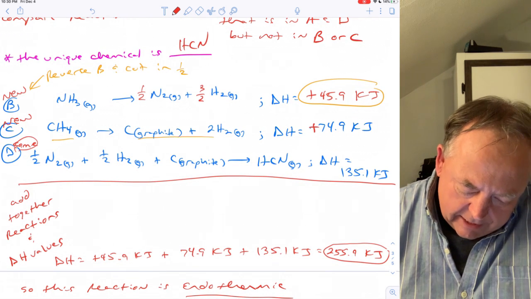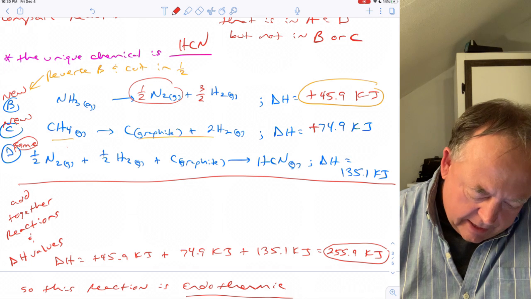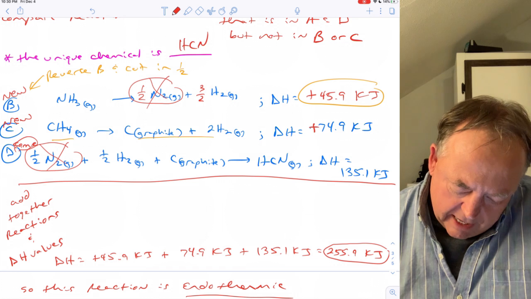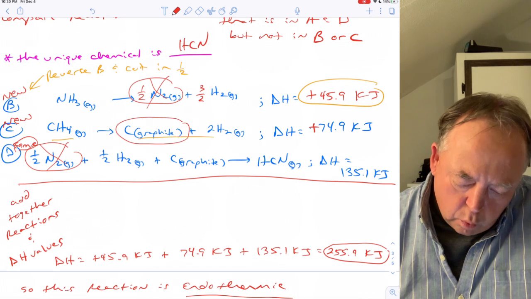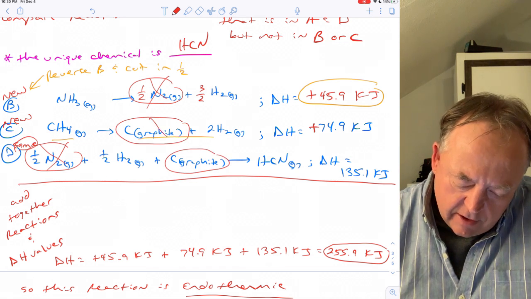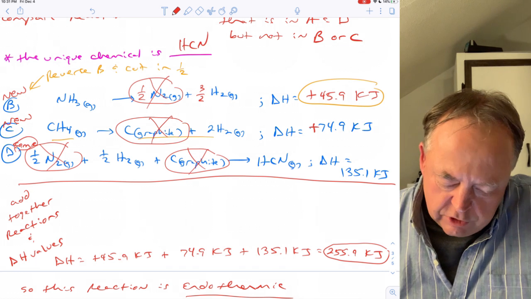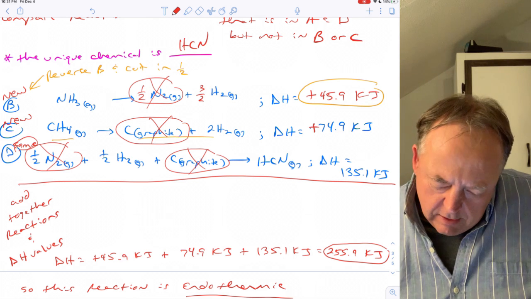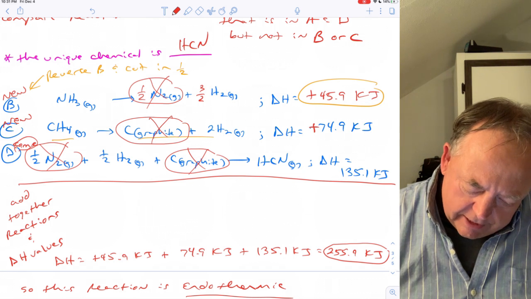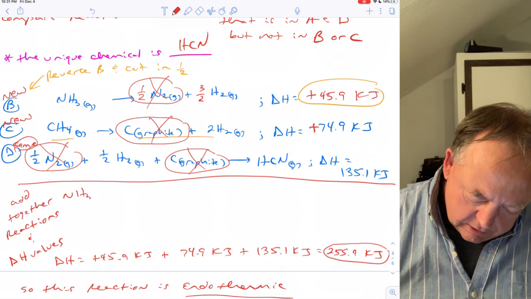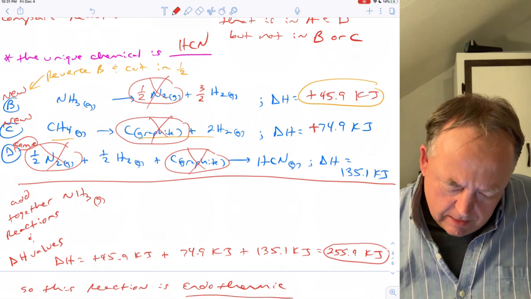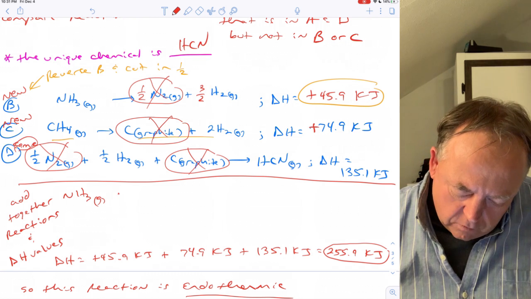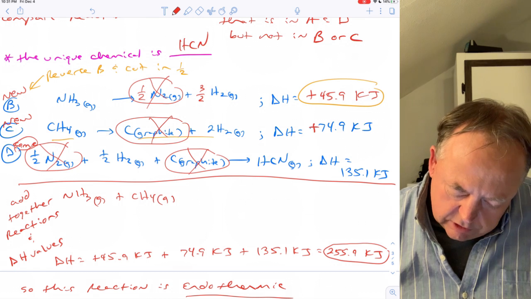So let's start adding things. We have a half N2 here and a half N2 there, so they're going to cancel each other out. We have a graphite on the right of the arrow here and a graphite on the left there. One's on the right of an arrow and one's on the left of the arrow, so they're on opposite sides of the arrow, so they cancel. NH3, there is no NH3 in C or D, so it's going to remain. So that will be part of the new equation. CH4, there's no CH4 in B or D, so we can't cancel CH4 out. So it's going to remain.